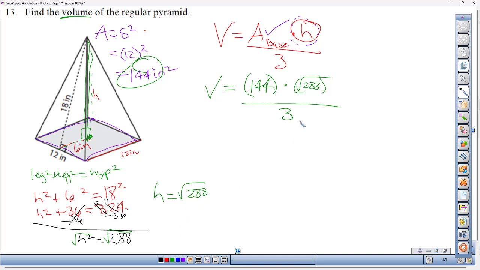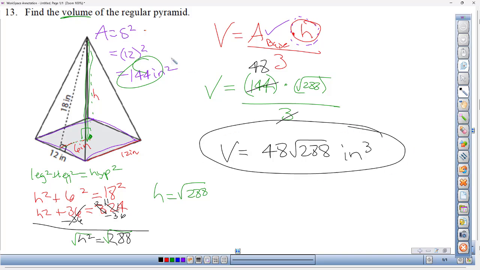If you use your calculator, you'll see that 3 goes into 144 48 times, and that means our final volume for this would be 48 square root 288 inches cubed. And maybe the biggest part of this problem is figuring out the regular height because they didn't give it to us.